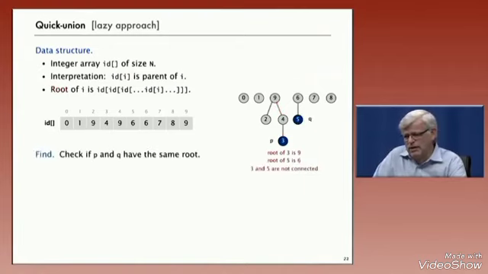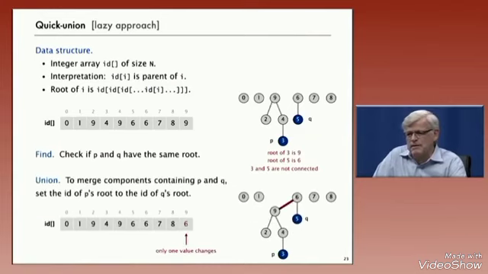Now, once we can calculate these roots, then we can implement the find operation just by checking whether the two items that we're supposed to check whether they're connected have the same root. That's equivalent to saying, are they in the same connected component? So that's some work to find the roots of each item, but the union operation is very easy. To merge components containing two items that are in different components, all we do is set the id of p's root to the id of q's root. That's make p's tree point to q.